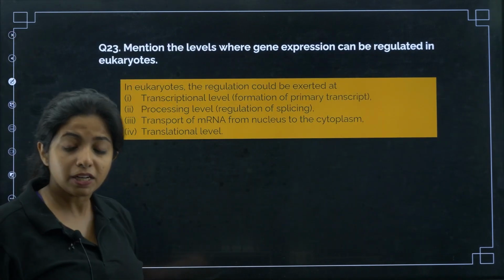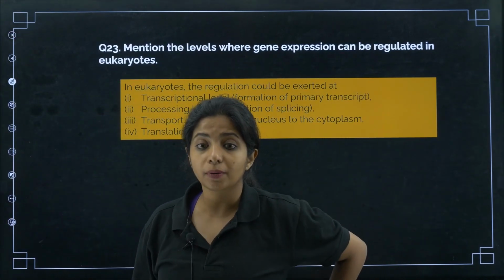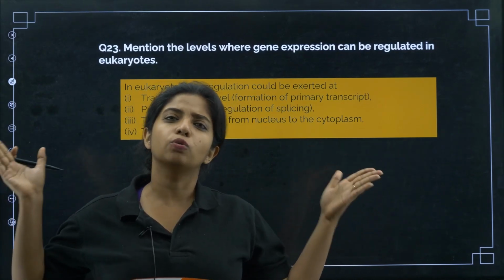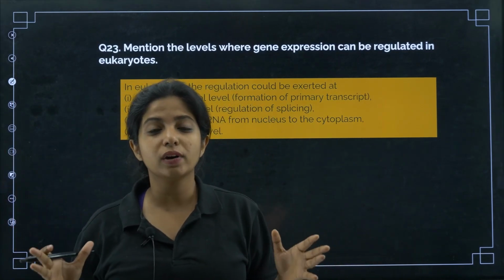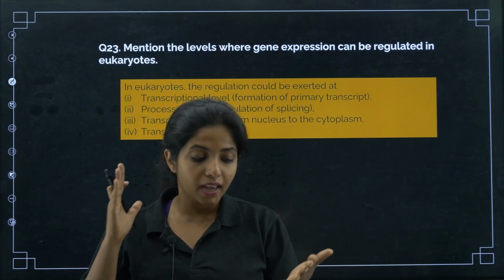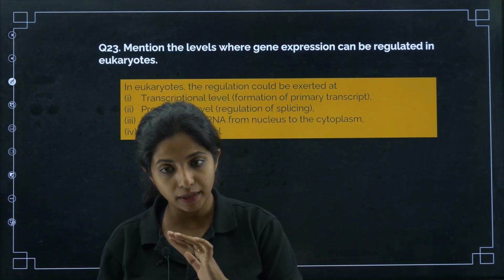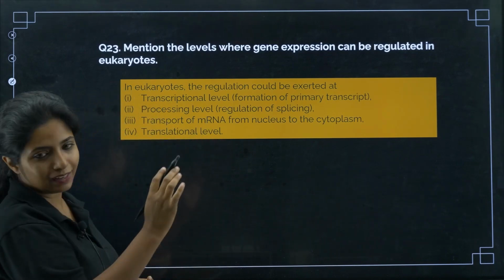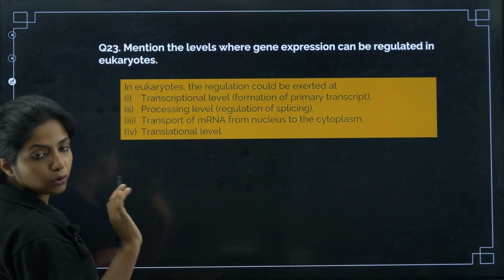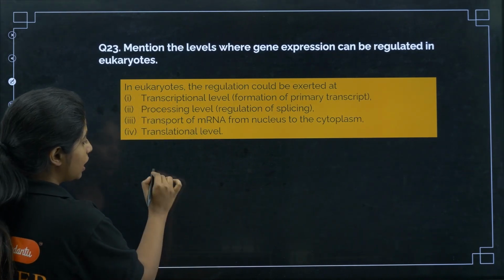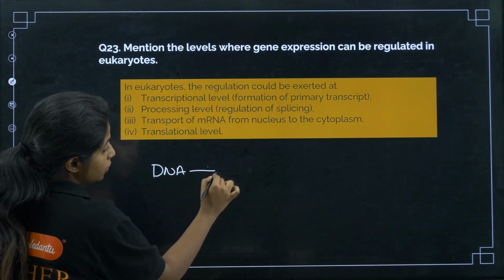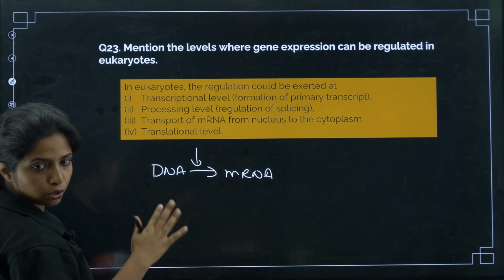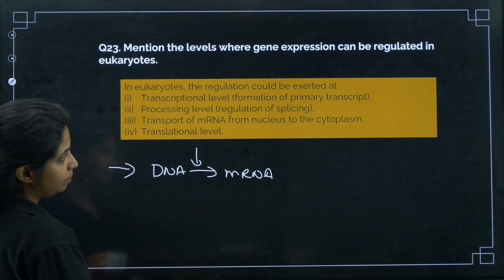Chalo. Next, mention the levels where gene expression can be regulated in eukaryotes. As in, if I want to allow expression of a gene in eukaryotes, in what all ways can I stop it, or can I basically enhance it? So first, the transcriptional level. Suppose I do not want expression. When the DNA is going to get transcribed into mRNA, I can bring about some changes here. I would not allow this process to happen. So this is one way.